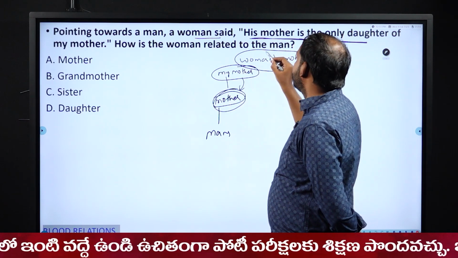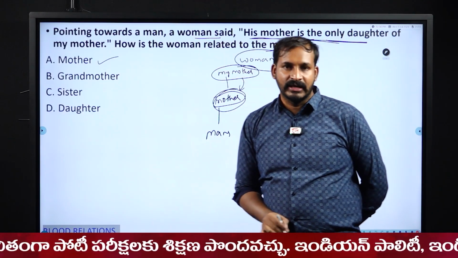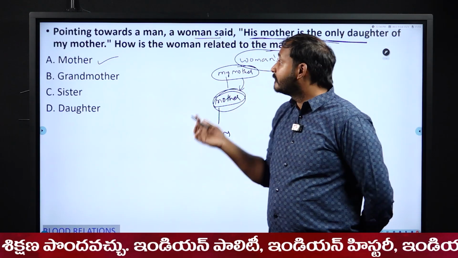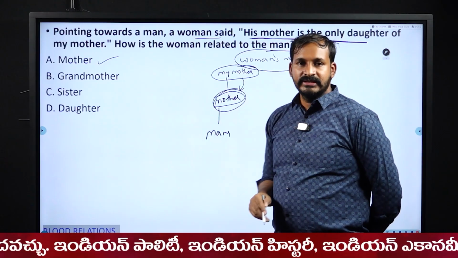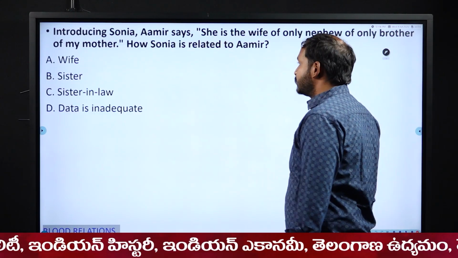Now, how is the woman related to the man? The woman will become mother to that man. The woman becomes mother to that man here. Why? Because obviously only one daughter, only daughter. So that means it will become mother here directly. Right. Next one. We will see the next one.